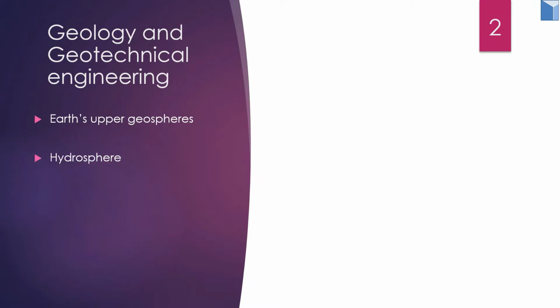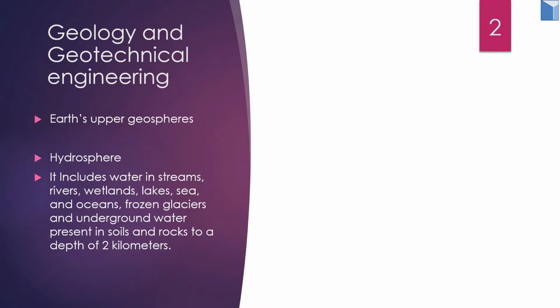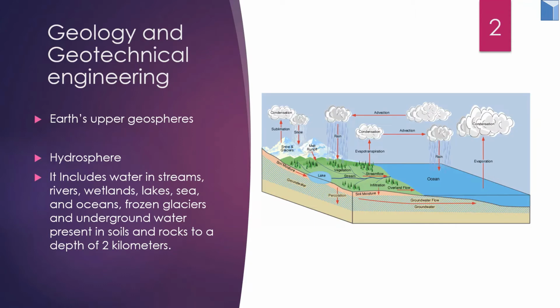Regarding the hydrosphere, it is the sphere that includes water in streams, rivers, wetlands, lakes, seas, oceans, frozen glacial ice, and also the underground water, and the part of the water that also composes the Earth's oil reservoirs. The hydrosphere has a circulation, or the water has a circulation at the surface of the Earth.